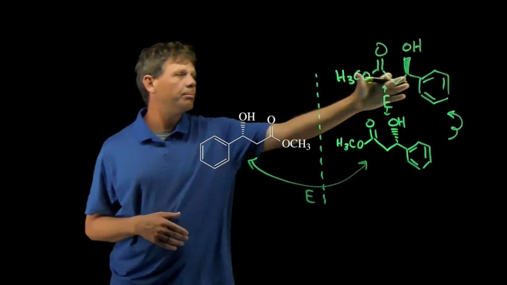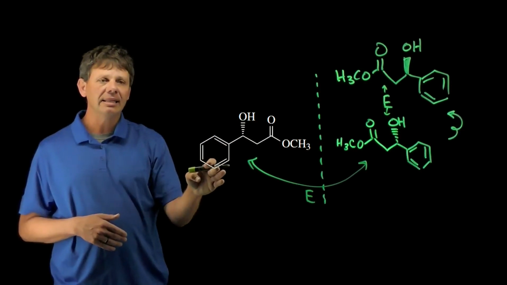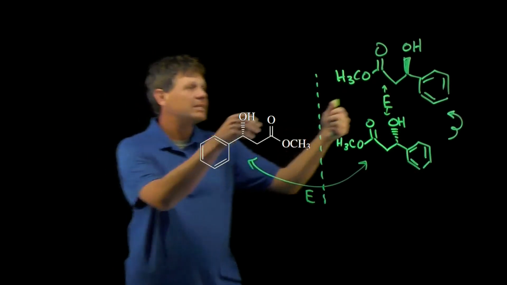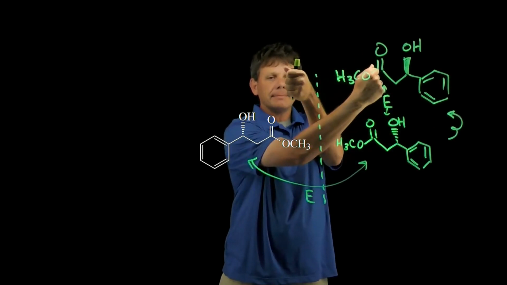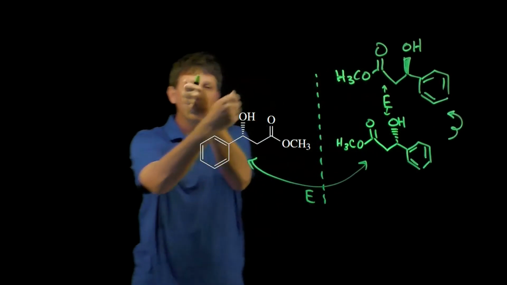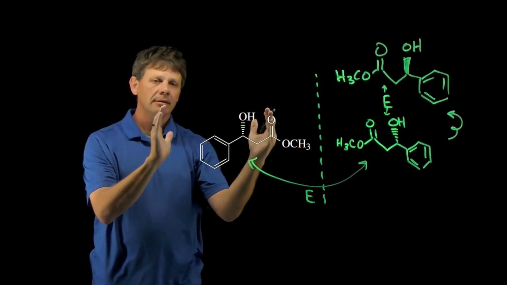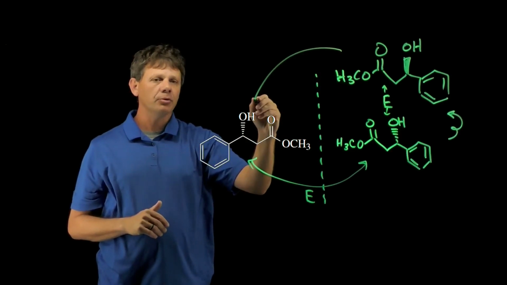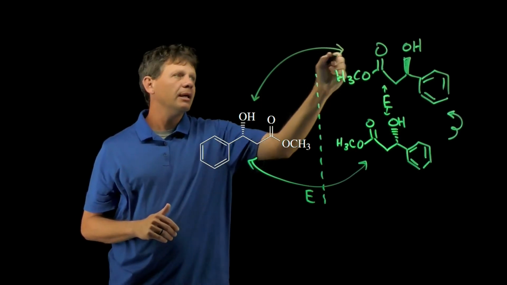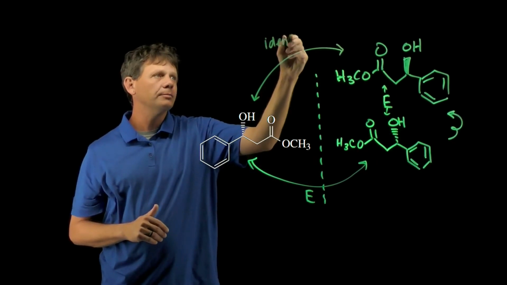What's the relationship between this compound and the original? Well, let's imagine taking that compound up out of the plane of the page and flipping it. And if we do that, what we get is this molecule here. And so the relationship between these two molecules is that they are identical.